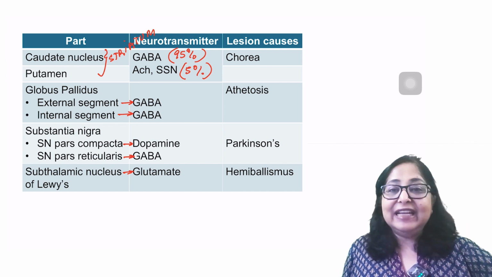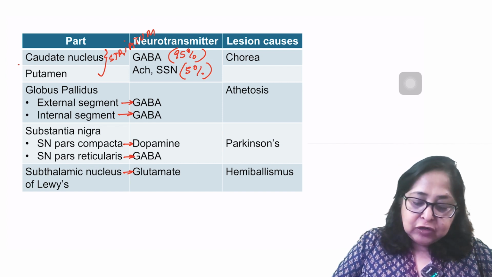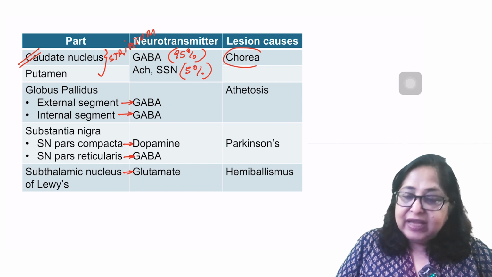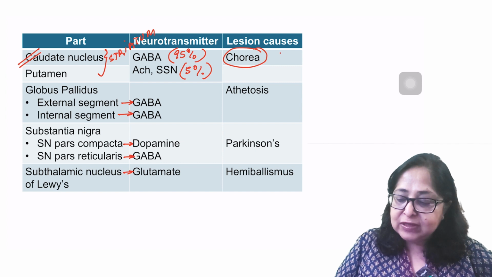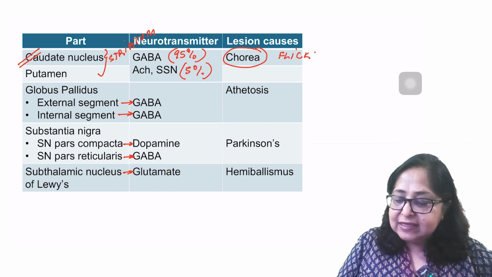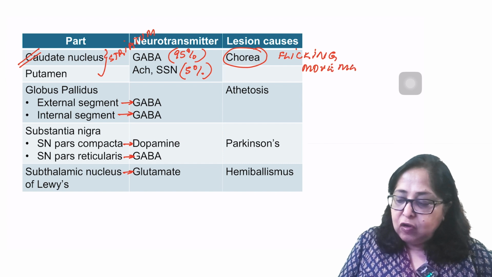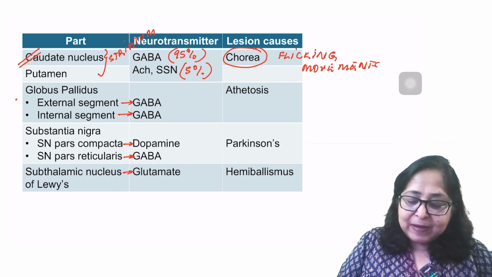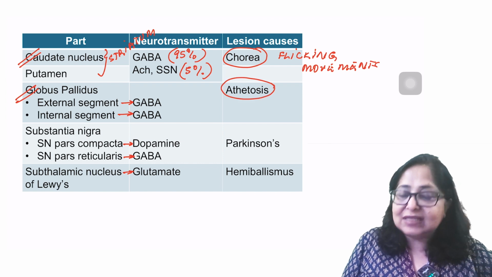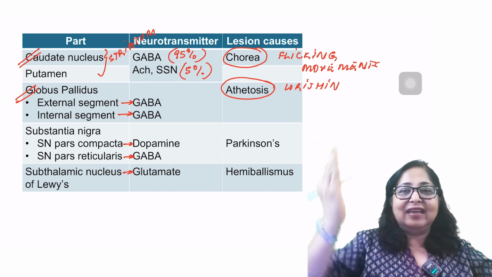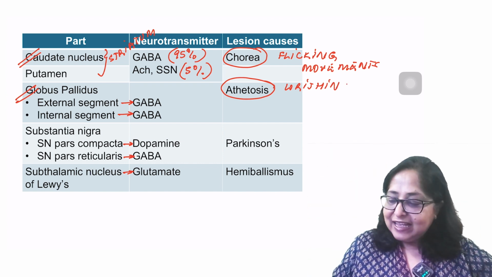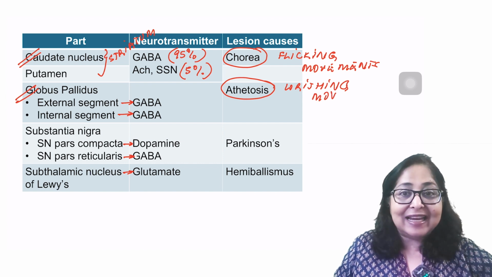Now, what are the different lesions? A lesion of the caudate nucleus causes chorea. And what is chorea? Flicking movements, involuntary movements, which are typically described as flicking movements. A lesion of the globus pallidus causes athetosis. What is athetosis? These are slow writhing movements like that. These are dance-like.